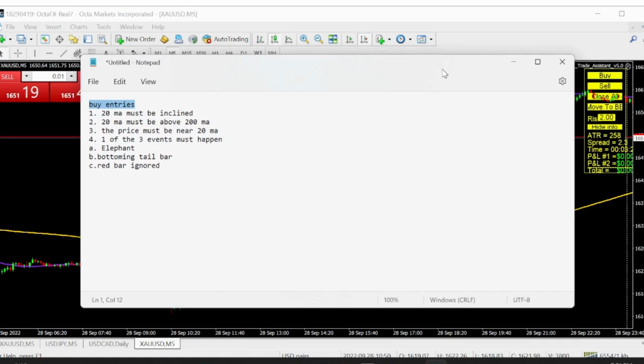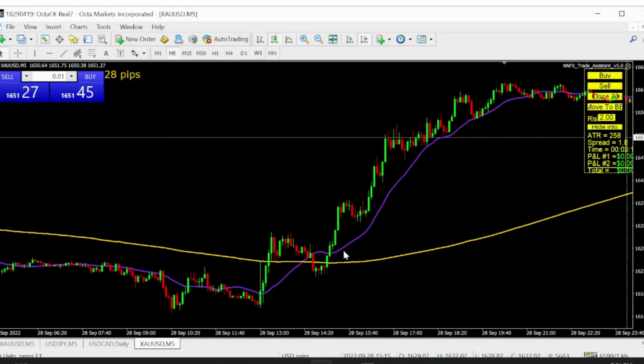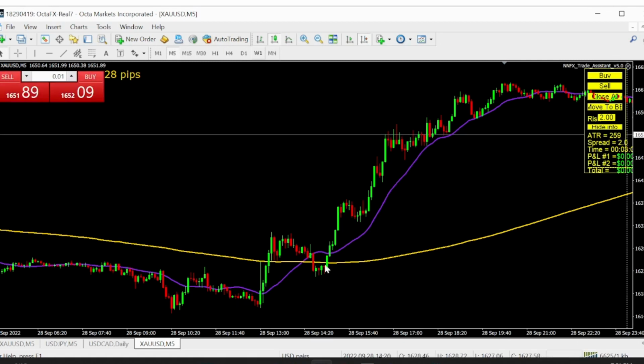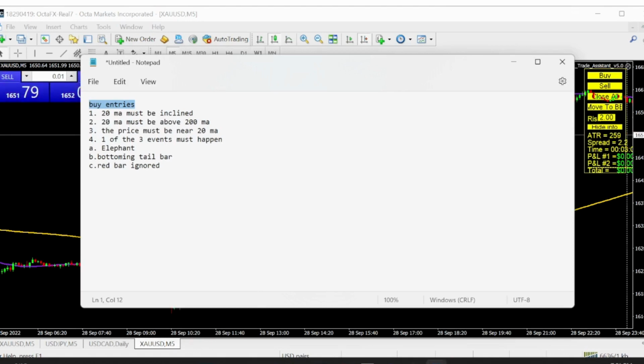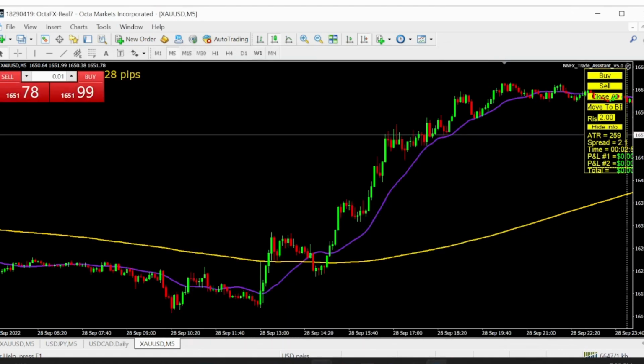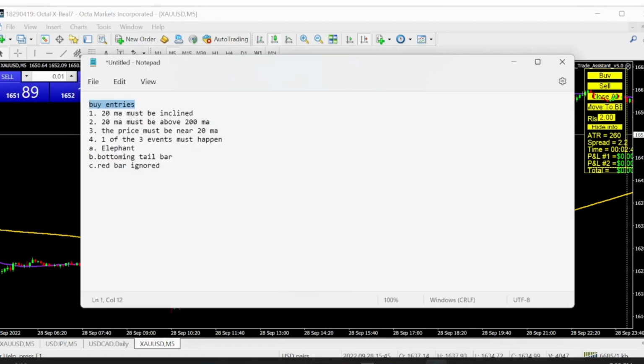Alright, so rule number 1, the 20 period moving average must be inclined. So here we see from here to here, this point, your 20 period moving average is inclined. So it fulfills the first criteria for buy entries. Let's see rule number 2. The 20 MA must be above the 200 MA. So from here to all these positions, your 20 period moving average is above the 200 period moving average. So we meet criteria number 2.